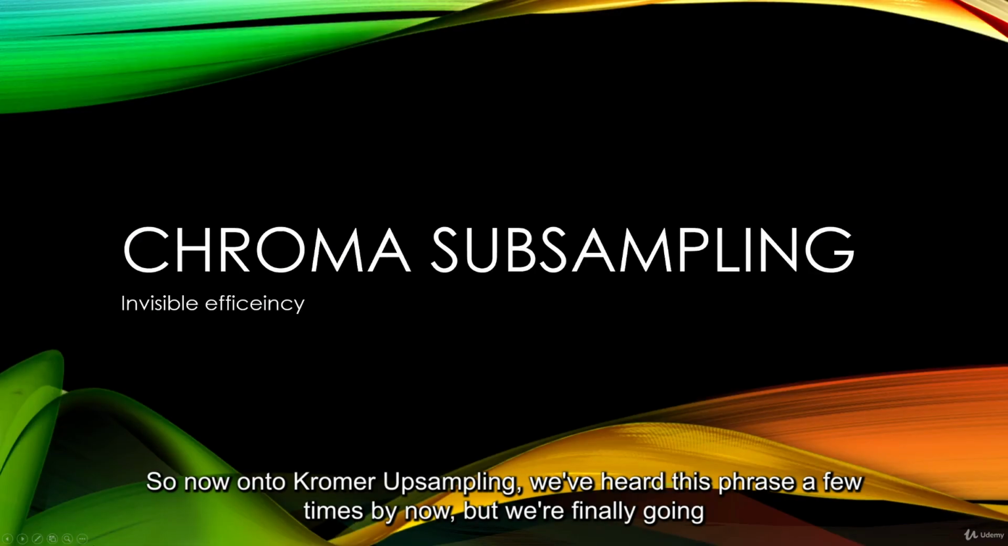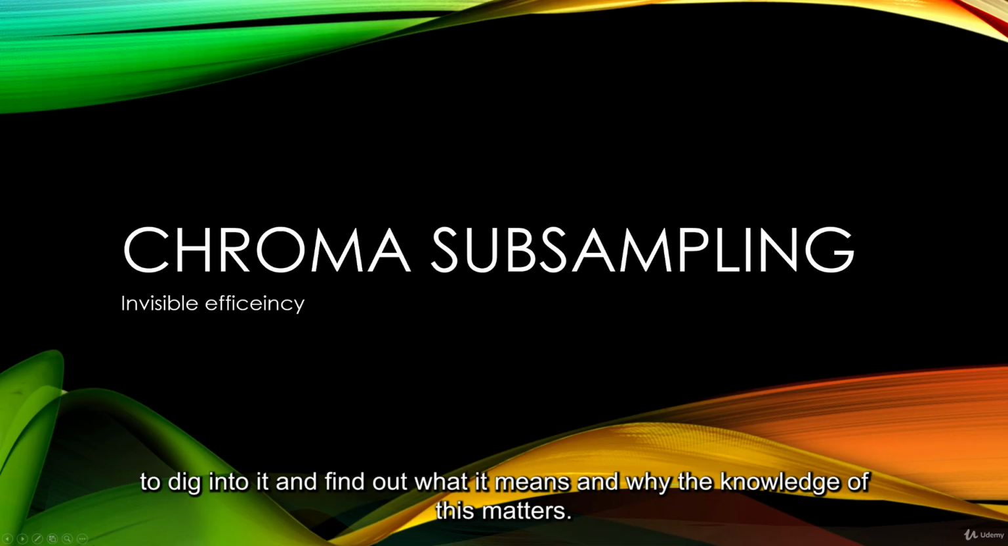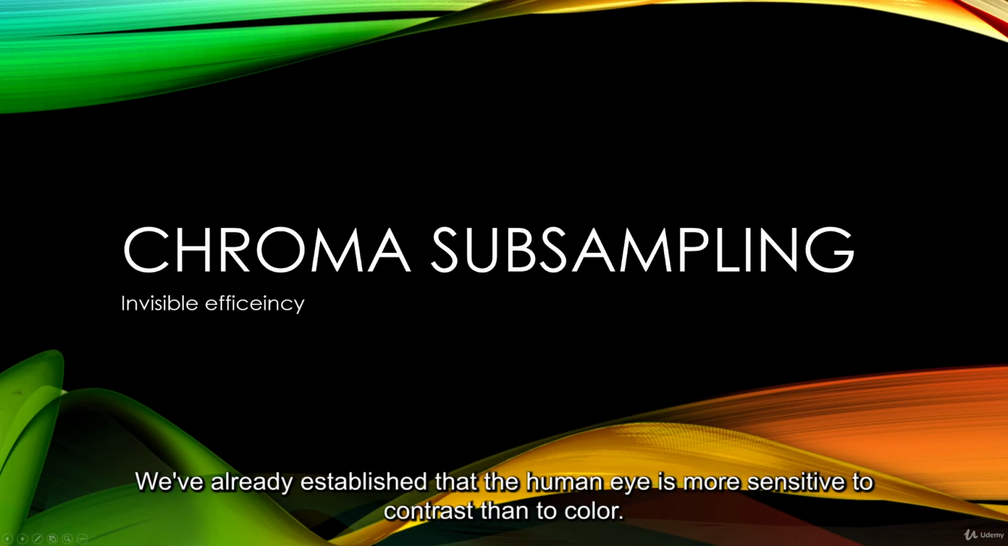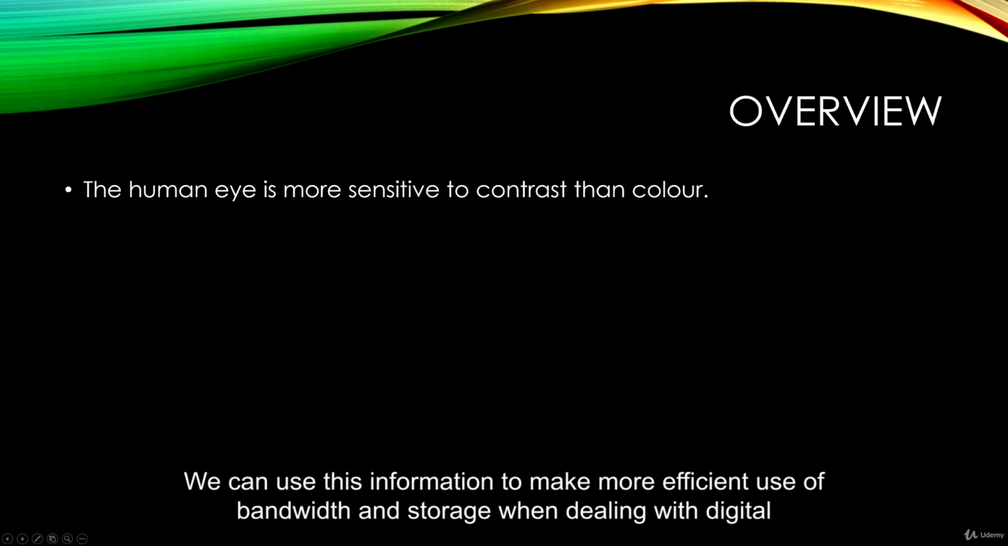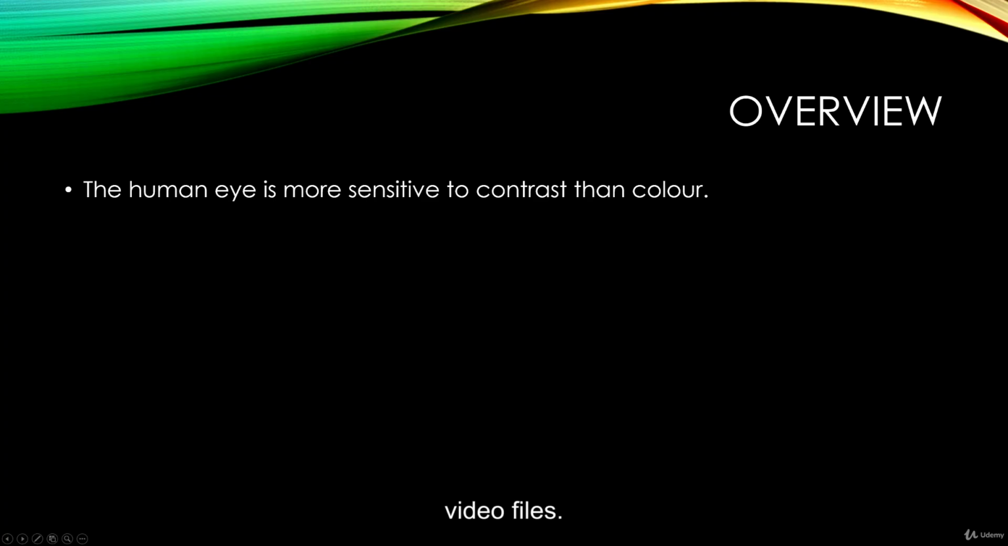So, now on to chroma subsampling. We've heard this phrase a few times by now, but we're finally going to dig into it and find out what it means and why the knowledge of this matters during the grade. We've already established that the human eye is more sensitive to contrast than to colour. We can use this information to make more efficient use of bandwidth and storage when dealing with digital video files.